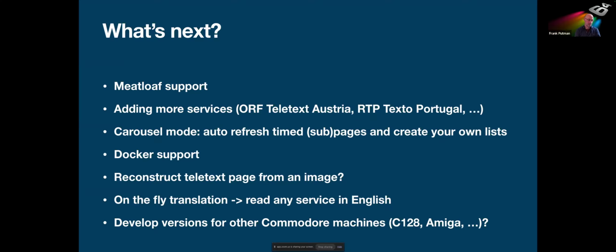And I want to extend the program with some features like carousel mode and maybe reconstruct a page from an image later on. What is also fun for me is to add on-the-fly translation, because all those pages are in native languages from all over Europe, and I can't read Danish or Finnish. I would love to read those pages in Dutch or English. So maybe in the future it's possible to translate that on the fly. I don't know how hard it is to do, but I want to try it.